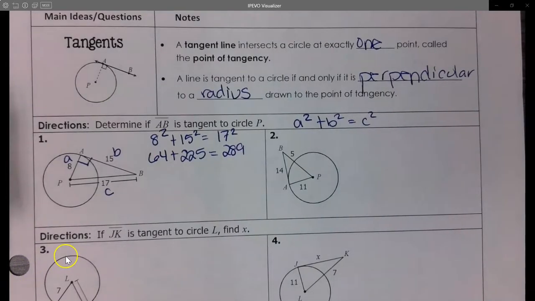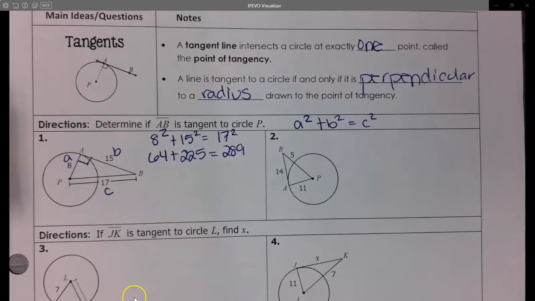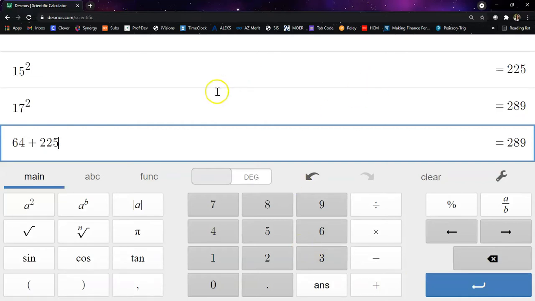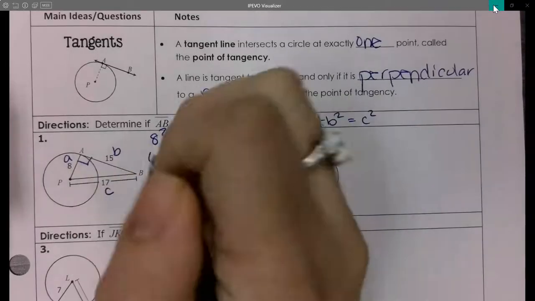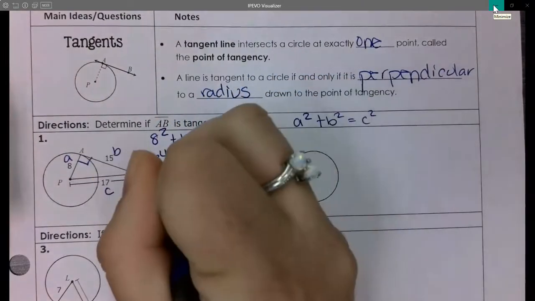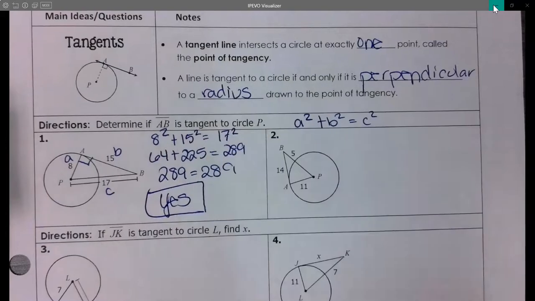Okay, so what I want to do is go ahead and add my numbers on the right side to see if they are going to add to 289. So I can go back to Desmos. I have 64 plus 225, so I have 289. Because this is true, it is tangent. So my answer here is yes.